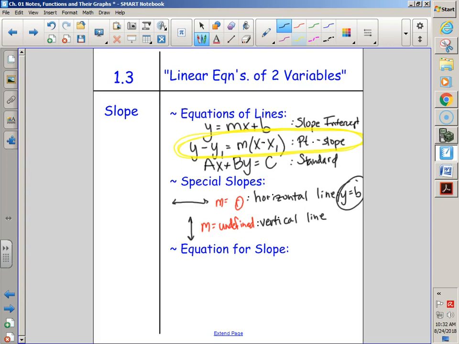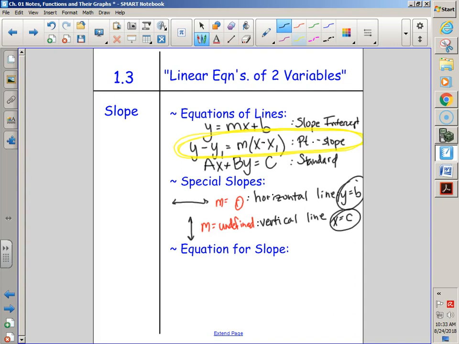Vertical line, well, I can't really say y equals undefined. That doesn't really make sense. So instead of being a y equals, it's going to be an x equals. So in order to get the 0 slope, you can plug in 0. It's y equals a number. So then vertical must be the other one. If you can just get the slope straight, everything else will work out. Last but not least, equation for slope. Slope being m, right?